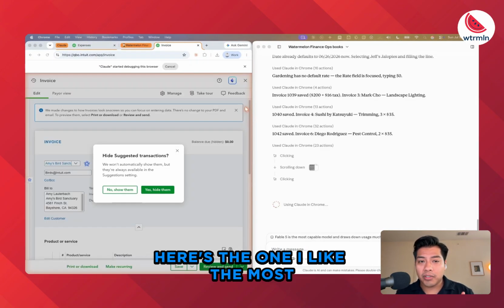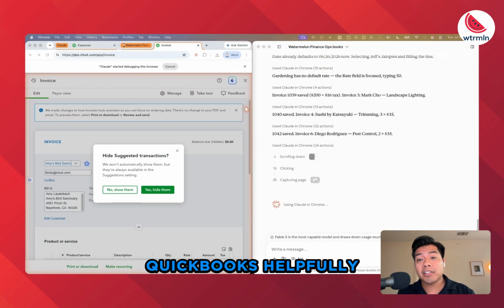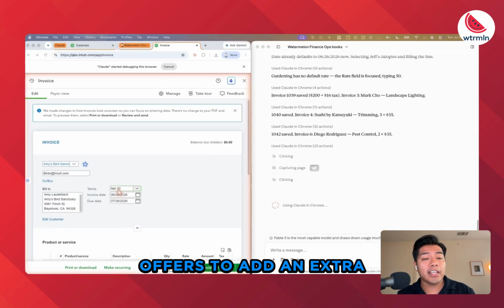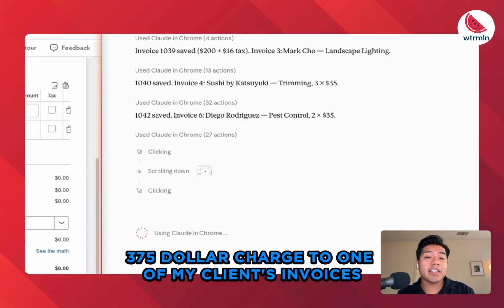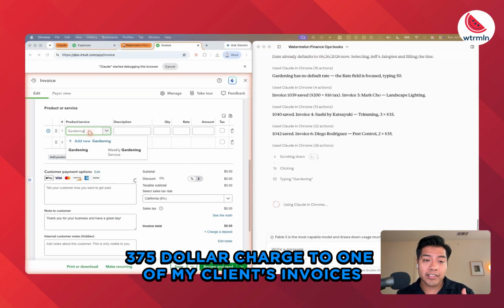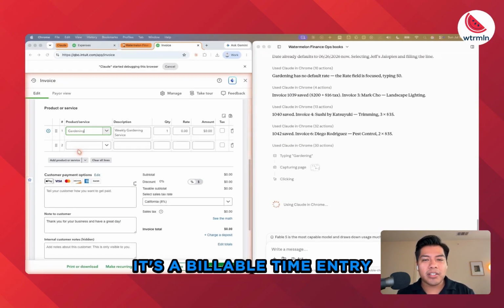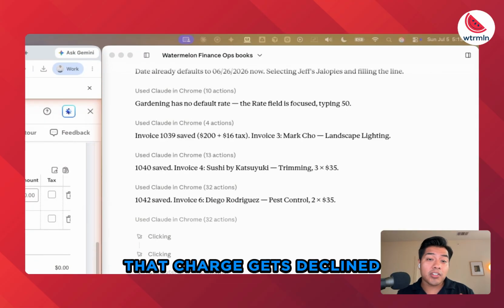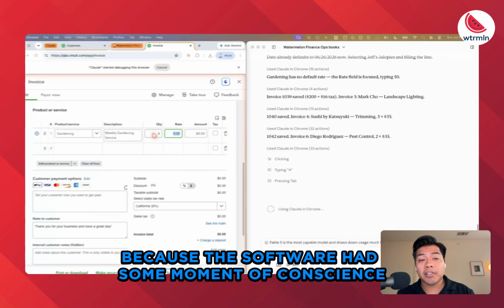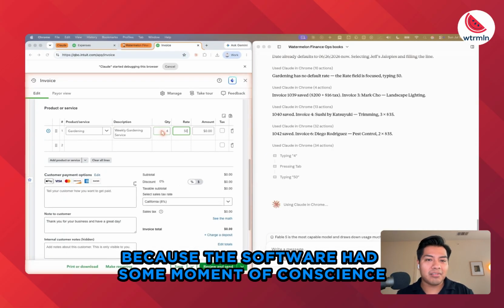Here's the one I like the most. Partway through, QuickBooks helpfully offers to add an extra $375 charge to one of my clients' invoices. It's a billable time entry it found sitting around. That charge gets declined, and it doesn't get declined because the software had some moment of conscience.